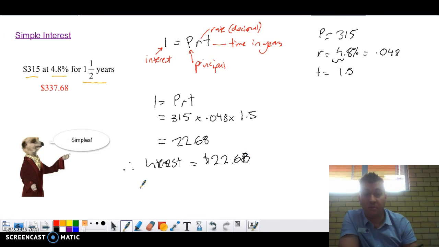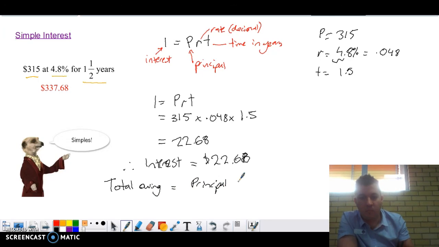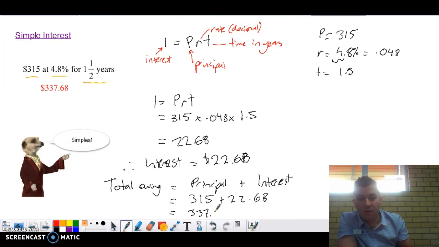Okay, and if the question asked you, well, how much do they owe at the end of the time that they borrowed it for, you just take your interest and add it back onto how much they borrowed. Okay, so total owing equals principal plus interest, which is 315 plus 22.68, which is going to be 315, 25, 35, 337.68. Simples.